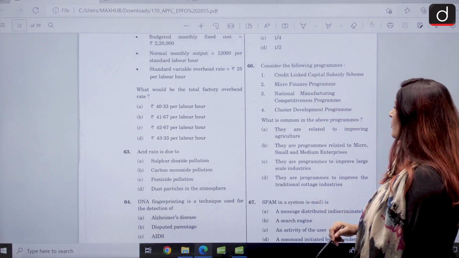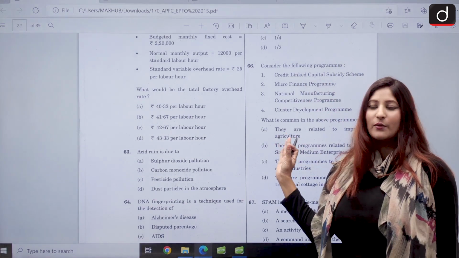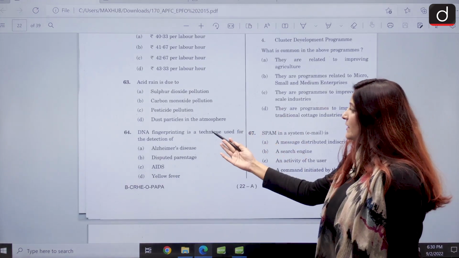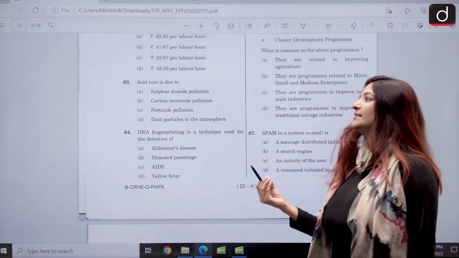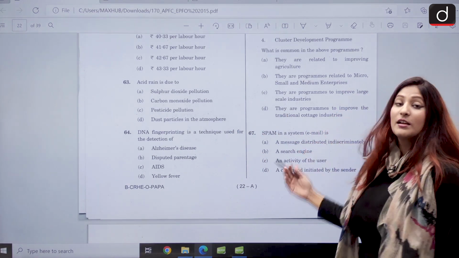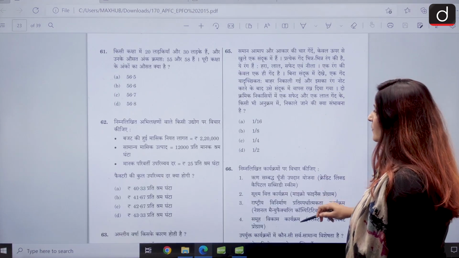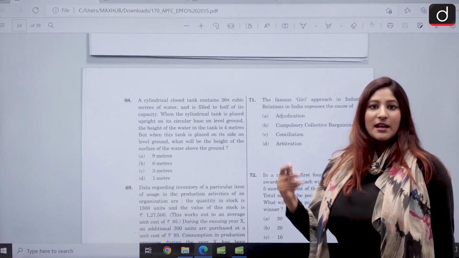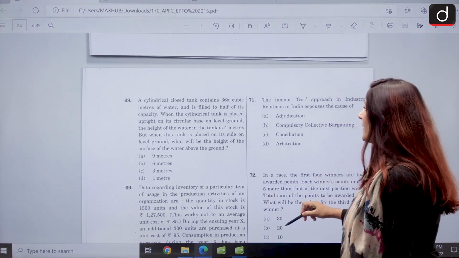Consider the following programs: important programs and social security. This particular question belongs to that. Acid rain is due to, environment. DNA fingerprinting is a technique used for the detection of what? So science and technology as well. Spam in a system email is computer, general computer knowledge. So I hope you understand what I'm trying to say over here: we have already covered the syllabus in the first episode. Just match it. Match this question paper.